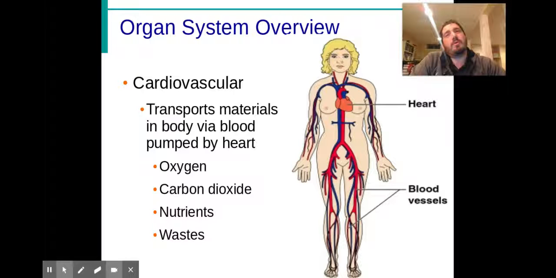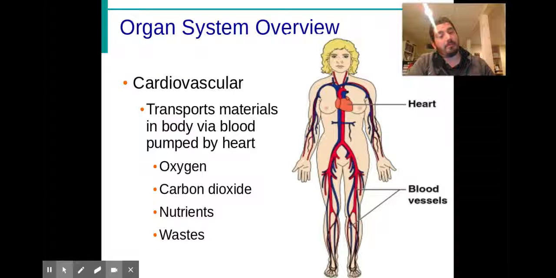Our next one is our cardiovascular system. It has a couple of really key jobs, and some of the organs you may know of: the heart and our blood vessels, our arteries, veins, and capillaries. Really important stuff. Think about our cardiovascular system as a highway. It's how we transport things all over the body.